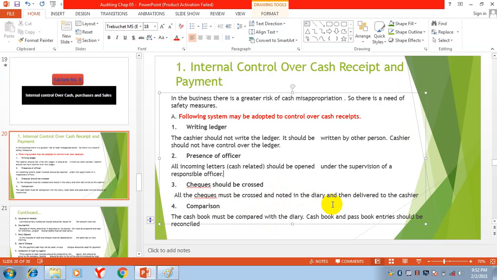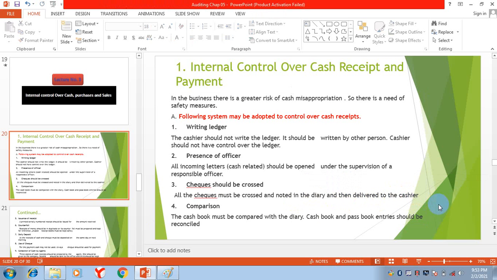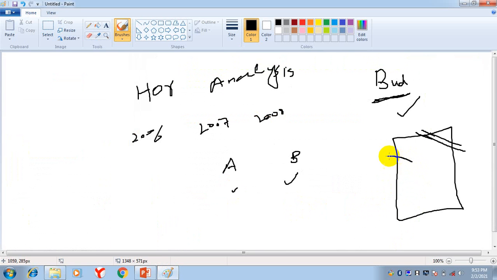There is a diary of cash receipts and checks, and then they are delivered to the cashier. You will record these checks in the diary and then give them to the cashier, so he will cash them. What is the advantage of a cross check? The advantage is that nobody else can take the money. This check will be in the name of the company, so nobody else can cash it.